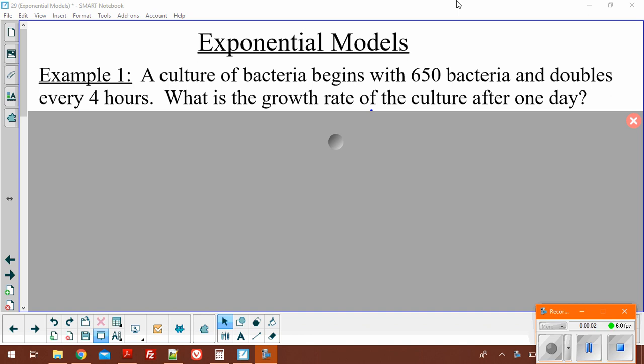Hello everyone, this is the final lesson for the calculus part of the course. Now that we've talked about taking derivatives with exponential functions, it's time to talk a little bit about solving problems with exponential models.